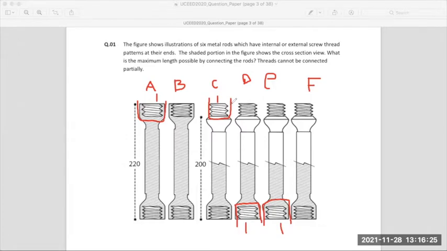So for the sake of connection, let's just start with this one which is D, which has 4 on one side and 3 on the other side. So what we'll do is, we know that one of the screw threads which has these 3 grooves won't be used at all. Why? Because you can use only one screw thread, one external and one internal. Only they connect to each other.